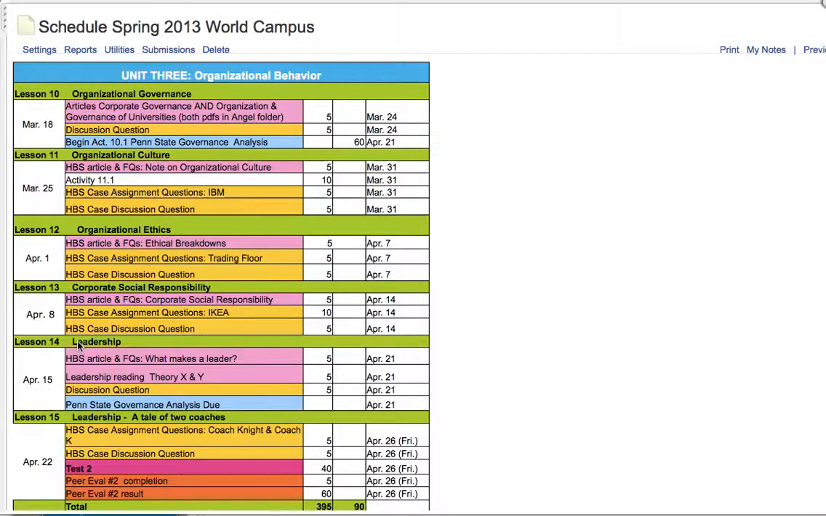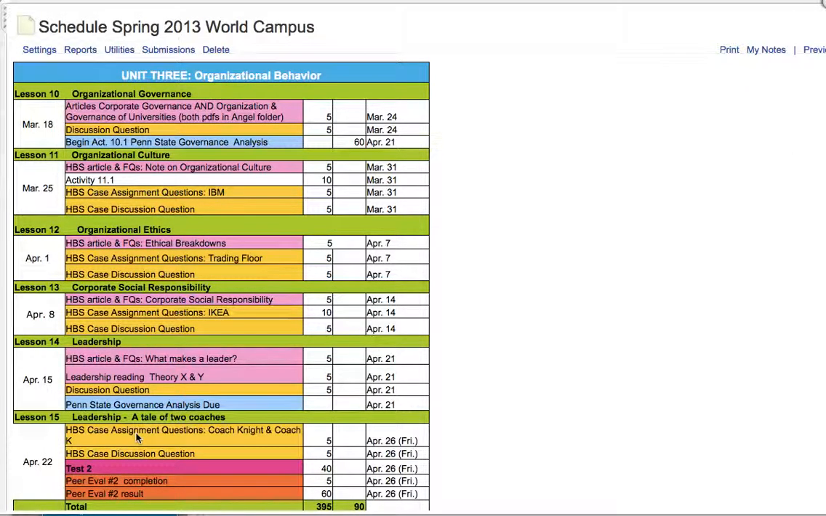In week 14, the current week, we have two readings: What Makes a Leader and Leadership Theory X and Y, a discussion question, and then the Penn State governance analysis is due this week, the end of this week.